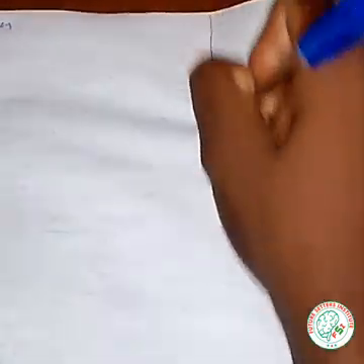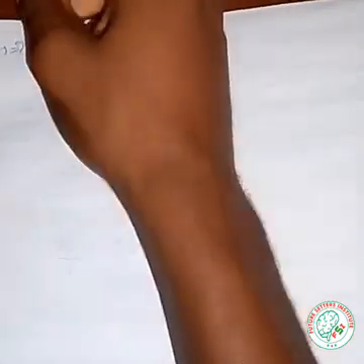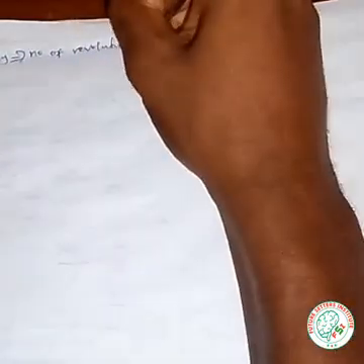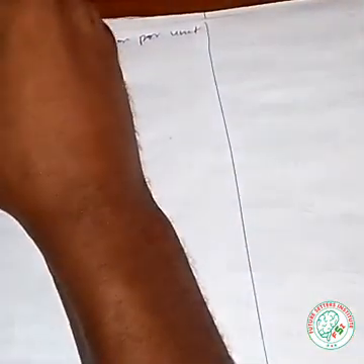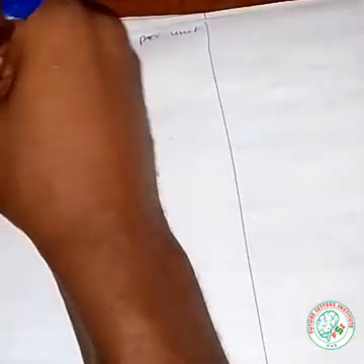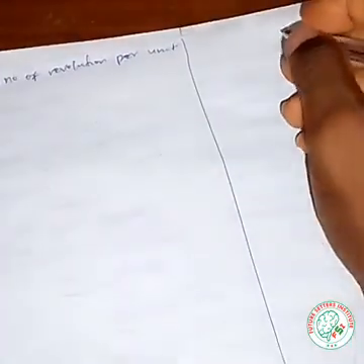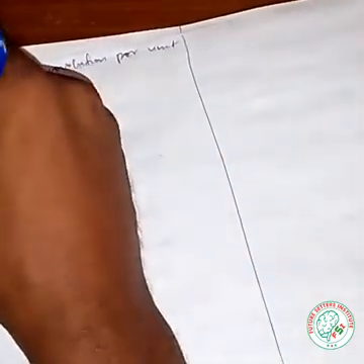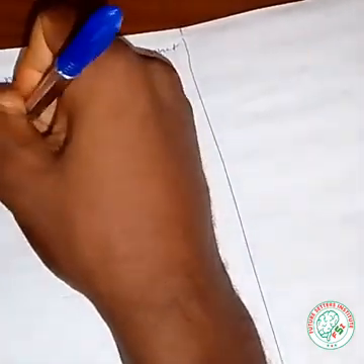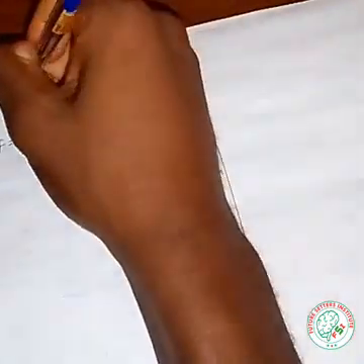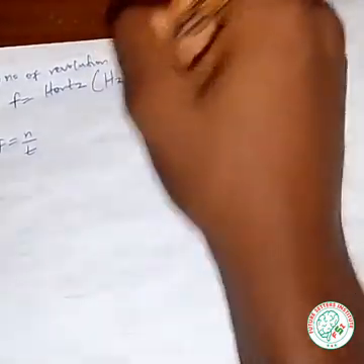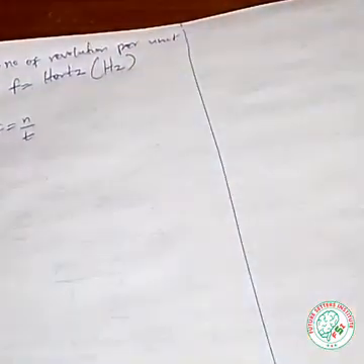Frequency is defined as the number of revolutions per unit time. Frequency is represented as f. So f is equal to n over t. We already said T equals t over n, and now I'm saying f equals n over t. The unit of frequency is hertz, which is taken as Hz.